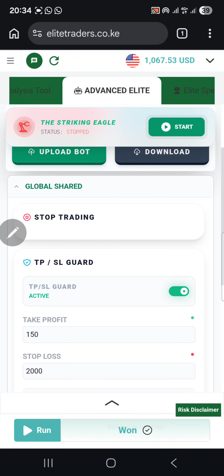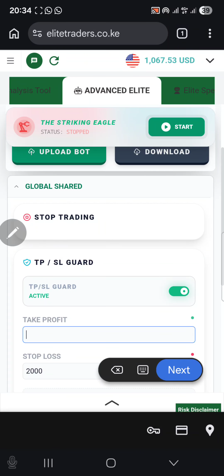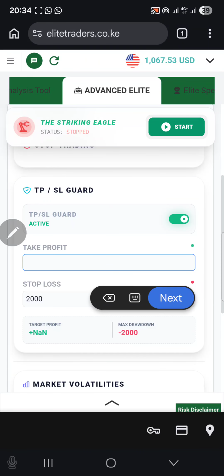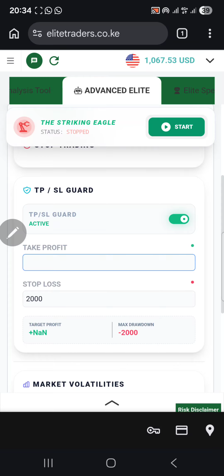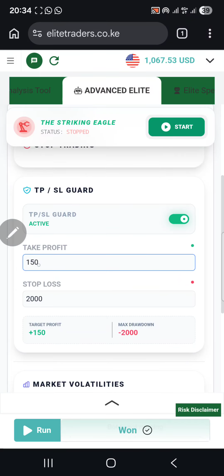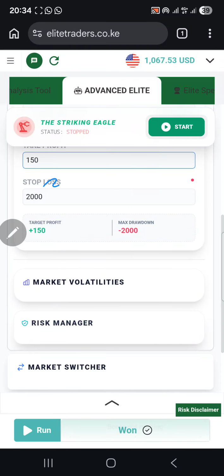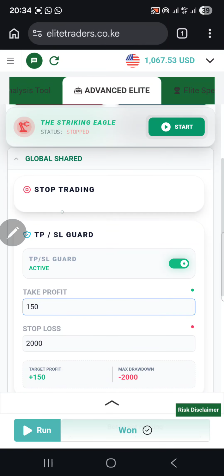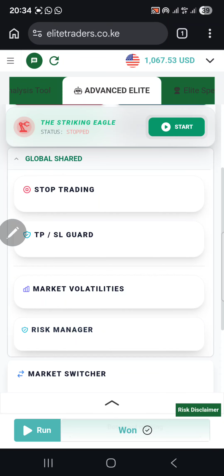Click TP and stop loss guard. This is how you set up your target profit. Of course, our target profit was 150. Okay, I have changed it by mistake. Okay, so this was 250. This one was 2000 because I wasn't really using this one as my stop loss, because I was working with the stop trading option, which gives me a precise way of setting up a stop loss.